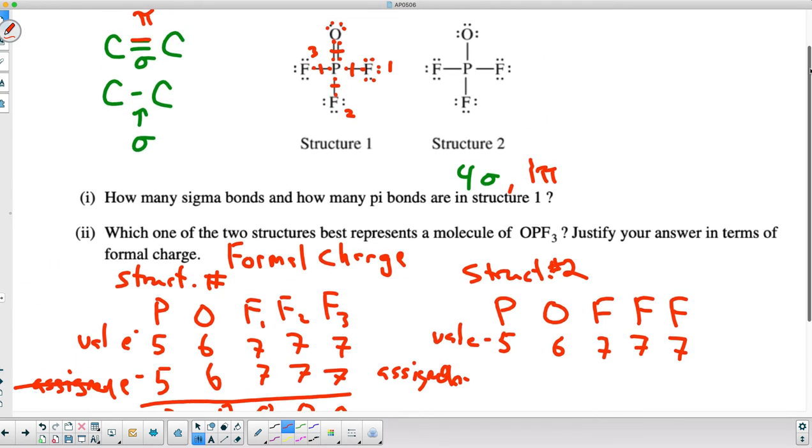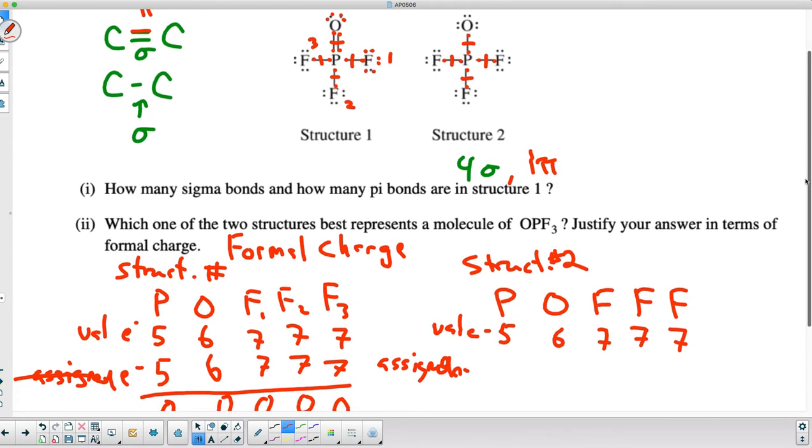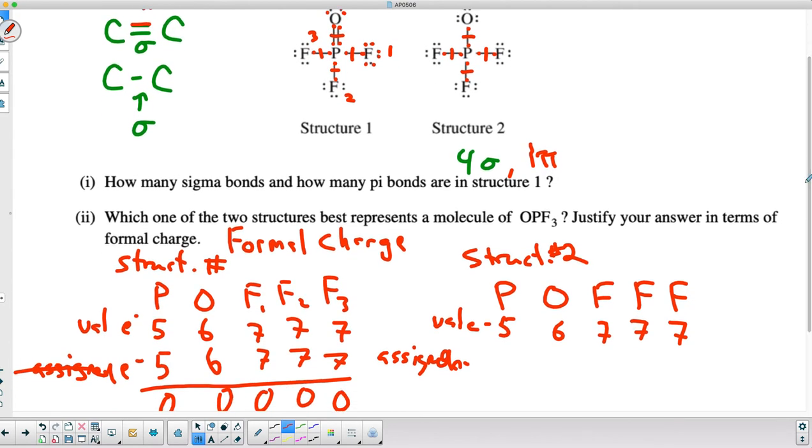When I go back up to the structure, what did I do here? For a single bond, I cut it in half. One electron goes to the phosphorus, one goes to fluorine. Cut it in half, one goes to phosphorus, one goes to fluorine. Cut it in half, one goes to phosphorus, one goes to oxygen. Cut it in half, one to fluorine, one to phosphorus. So if I count the number of assigned electrons to phosphorus now, since I split up 4 single bonds, I only get 4 electrons, which means what I have here then is a +1.